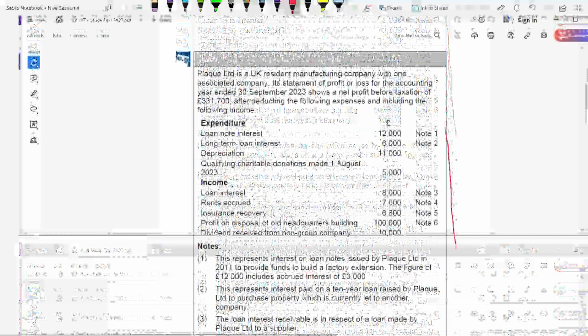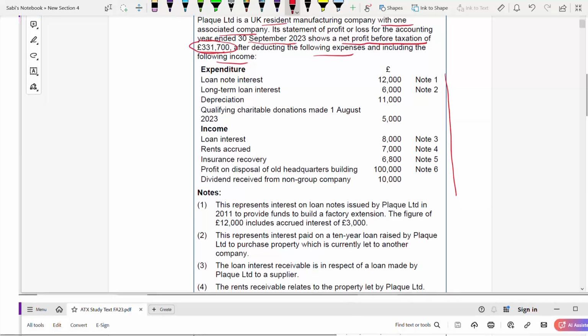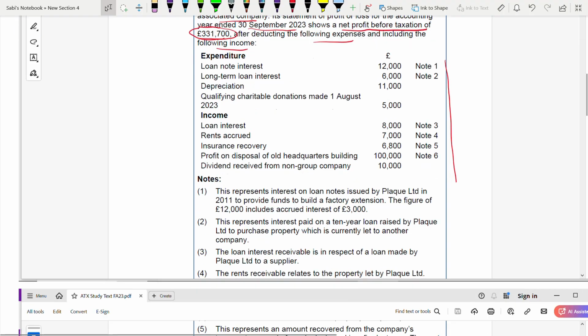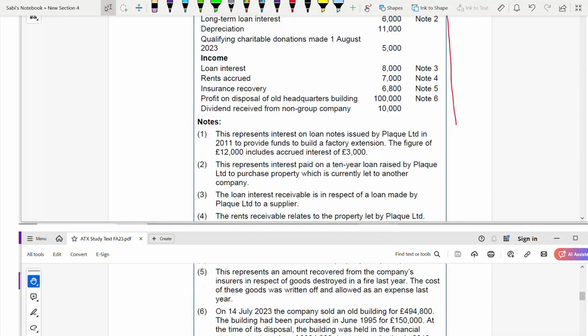Now, it's a UK resident manufacturing company with one associated company. The statement of profit and loss for the year ended 30th shows a net profit before taxation of 331,700 after deducting the following expenses and including the following income. That means your starting point is this. From here you have to do the adjustments, add, deduct. So accordingly we'll read the notes and do. Since this is just computation, you can straight away do one after the other. So let us quickly do that.